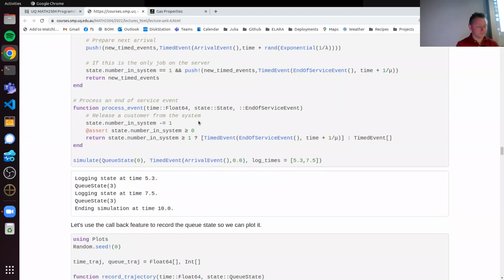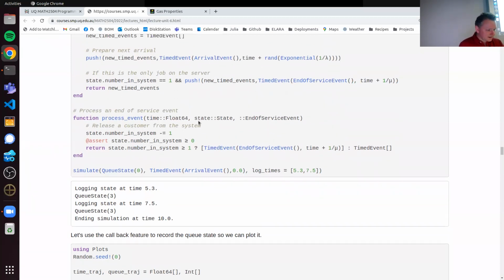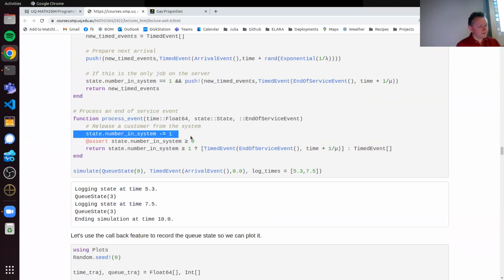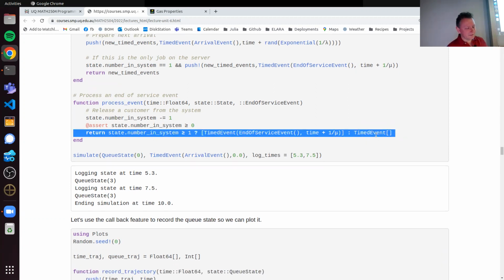If they vary from object to object. Then finally, there's the end of service event itself, which is pretty simple. It's a lot simpler. It just removes someone from the system. And if there's someone to serve, we serve them at time plus 1 on mu. Otherwise, we don't have any new events.